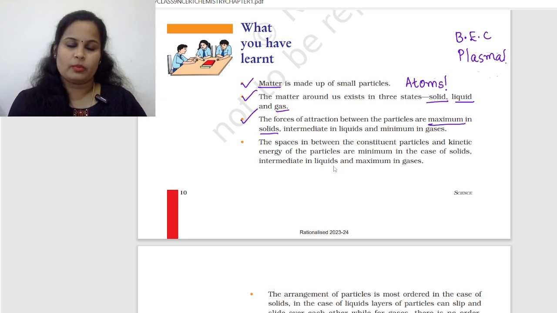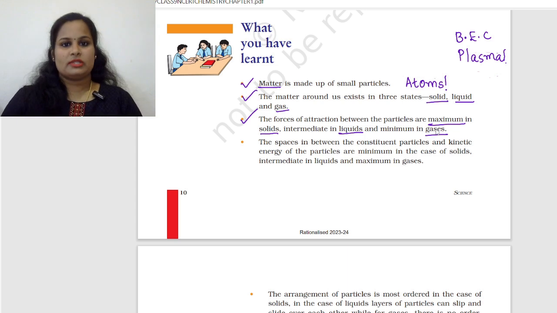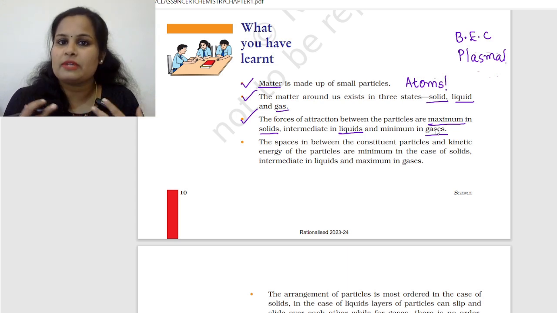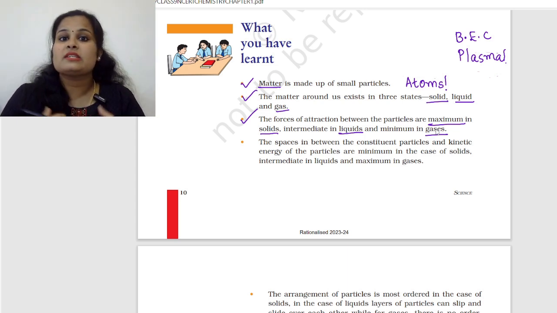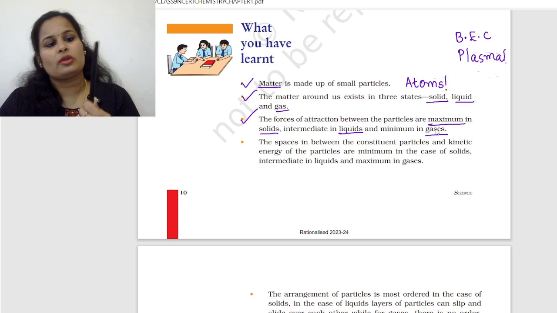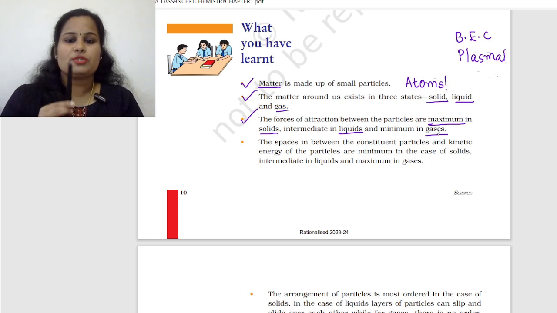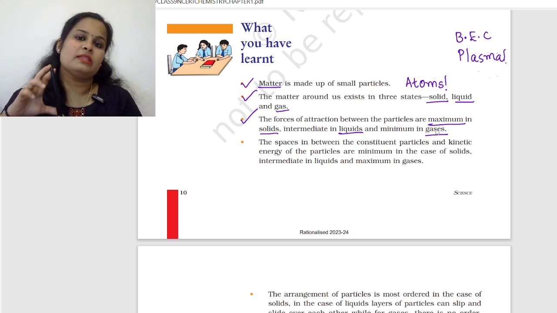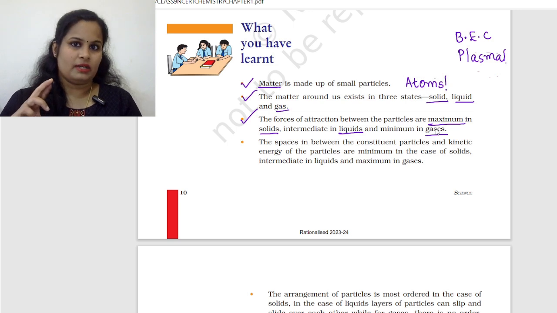Now the third point: the force of attraction between the particles is maximum in solids, intermediate between those of solid and gas, which is liquid, and minimum in gas. So every matter around us has some sort of force of attraction between its particles, the interparticle force of attraction. It is maximum in case of solids. Suppose this is a solid that I'm having. The force of attraction is maximum in the case of a solid, right?